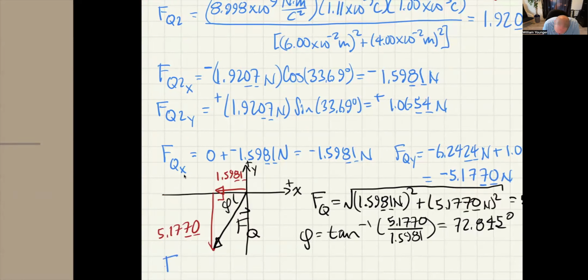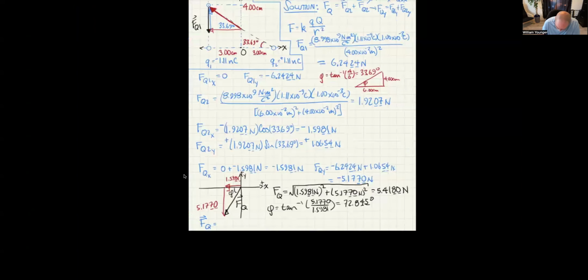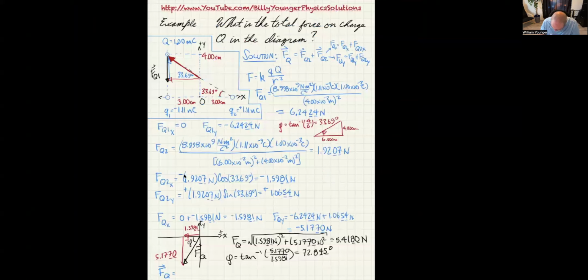FQ as a vector is going to be, I can go ahead and write it with I hats, J hats, and K hats, or X hats and Y hats. I'm going to go ahead and do that, at least for the calculus-based students, so they'll see what it is. In this case, we've got the X component is a negative 1.5981 newtons times I hat plus negative 5.1770 newtons J hat. So that's one way of writing it.